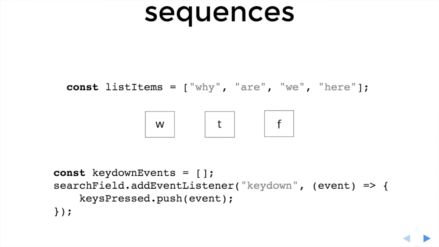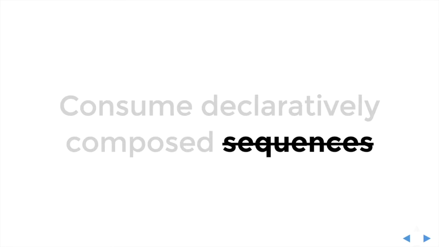We can imagine capturing these key presses and putting them into an array. Then we would have an array that's a sequence of asynchronous events that have been captured, but it would be an asynchronous sequence fundamentally. So that's what we mean when we're talking about a sequence: ordered data that might be grabbed synchronously or asynchronously.